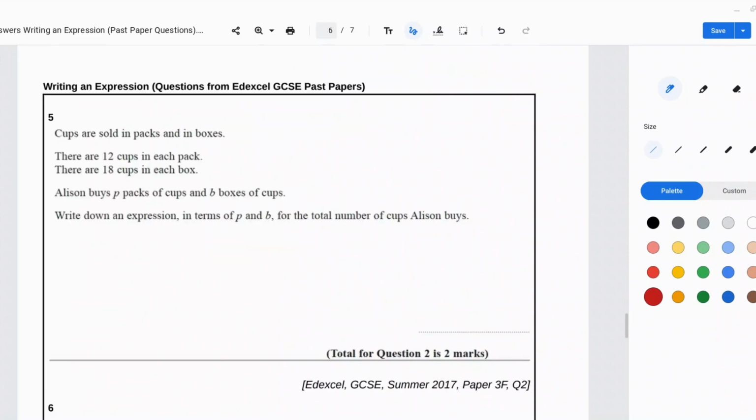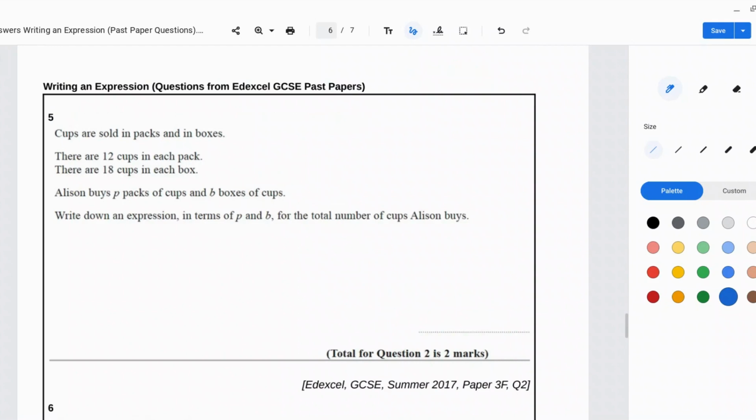Question 5, these can be a little bit confusing. We have cups that are sold in packs and in boxes. So a pack contains 12 cups and a box contains 18 cups. And then we're told that Alison buys P packs of cups and B boxes of cups. An expression in terms of P and B for the total number of cups she buys.